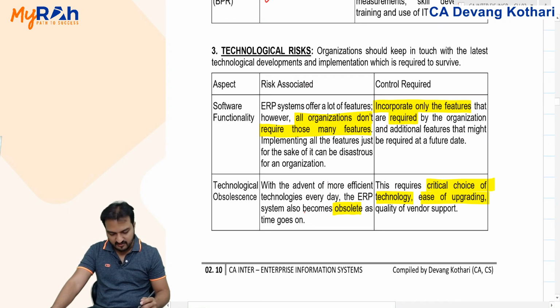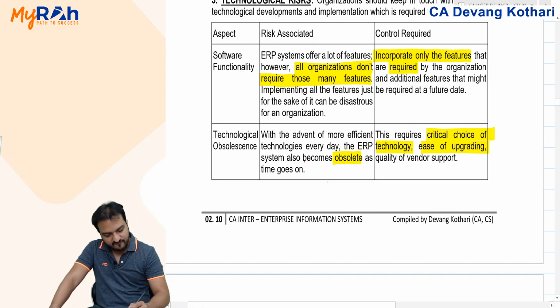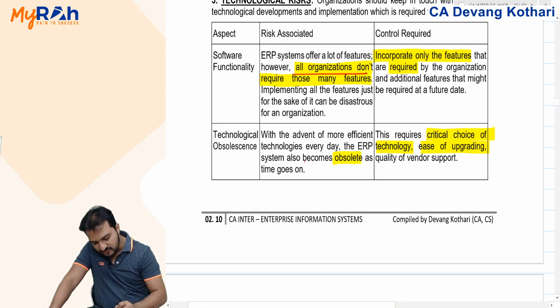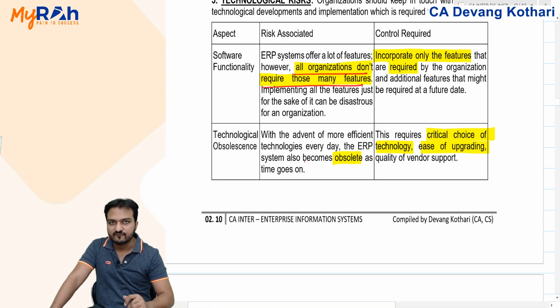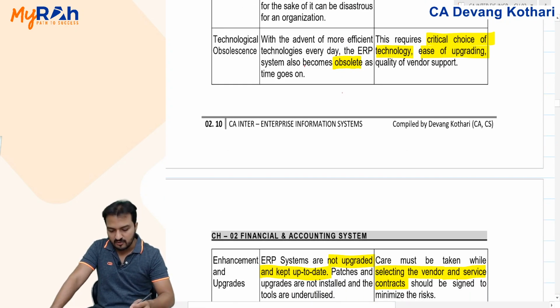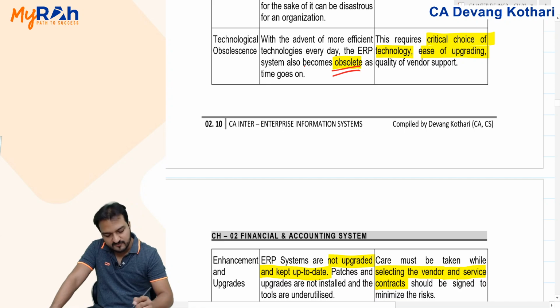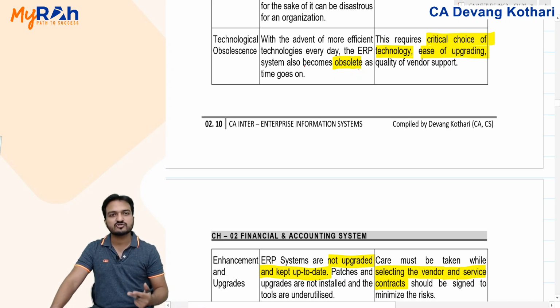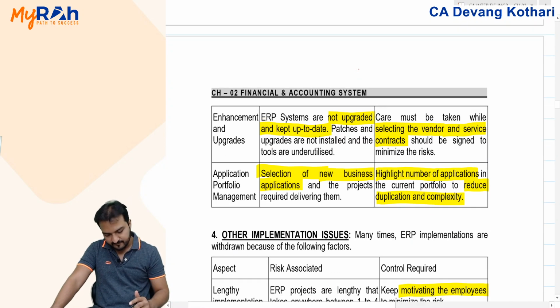Technology risks are general technology related risks, like software functionalities. ERP software might provide hundreds of features, but all the organizations may not require so many features. Better is you incorporate only the features that are required by your company. Technological obsolescence: you implement a new technology, but very soon it might get obsolete. Then again there is a risk. You have spent so much money implementing some new technology. Suddenly if that goes obsolete, then you are at risk.